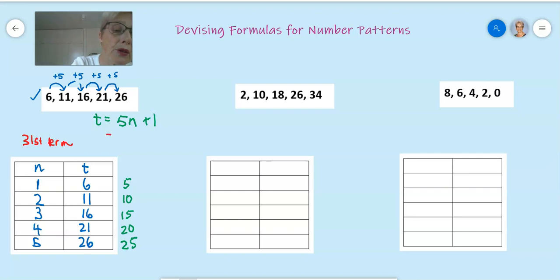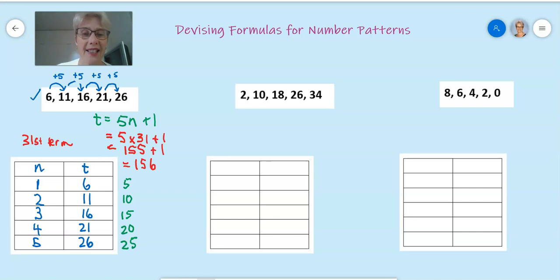Here what I'm going to do is I'm going to say 5 times 31 plus 1. 31 because I'm finding the 31st term. 5 times 31 gives me 155 plus 1, which means that my term is 156. So this tells me that my 31st term in this pattern is 156.